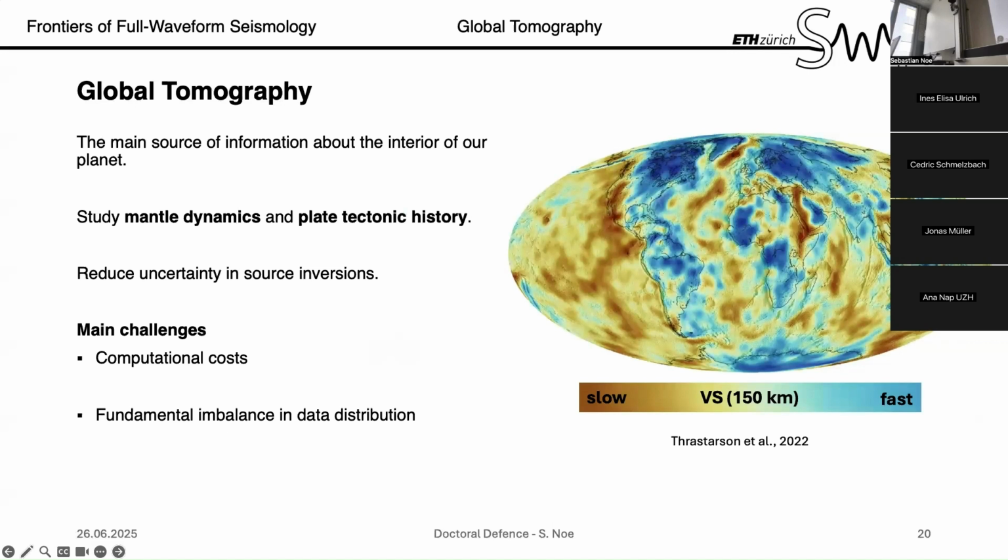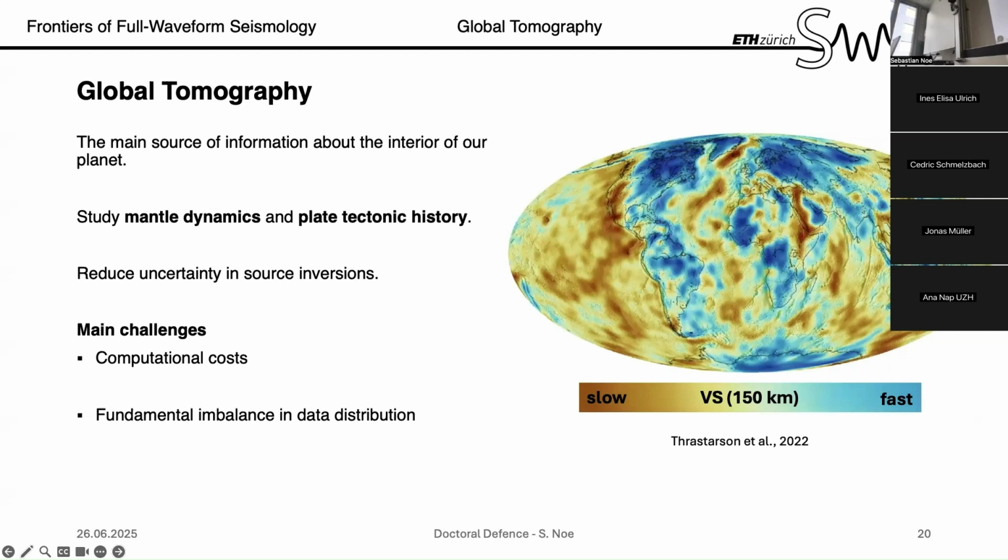So we have to use these passive techniques to image the subsurface. And it's really for academic purposes. We might learn a lot about the mantle dynamics and the plate tectonic history and the entire evolution of our planet. Or it might also be useful to reduce the uncertainties in the source inversions that I presented before. The main challenges with global tomography are always that they are computationally quite expensive, which is, to be fair, always true for waveform inversion methods. And specifically on the global scale, there's a fundamental imbalance in the data distribution. And my project tried to tackle both of these problems.